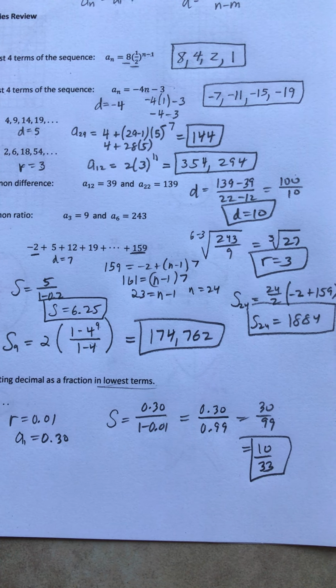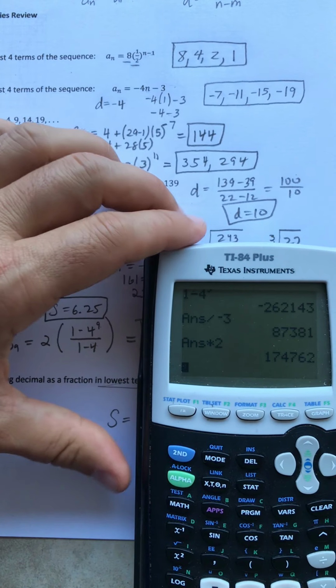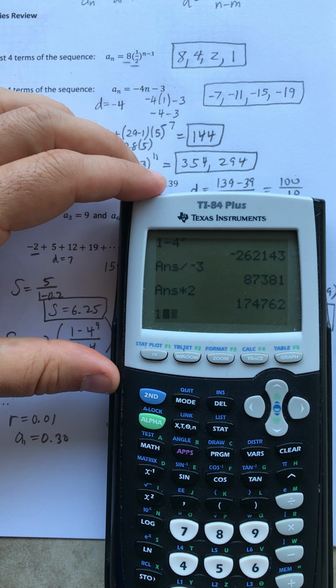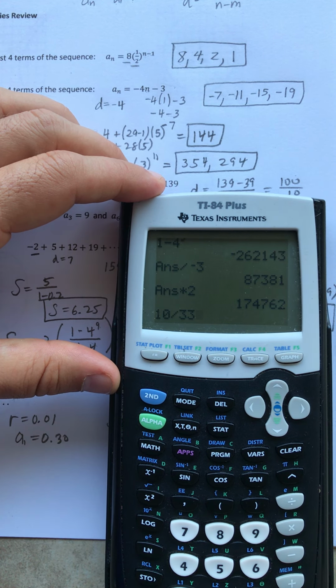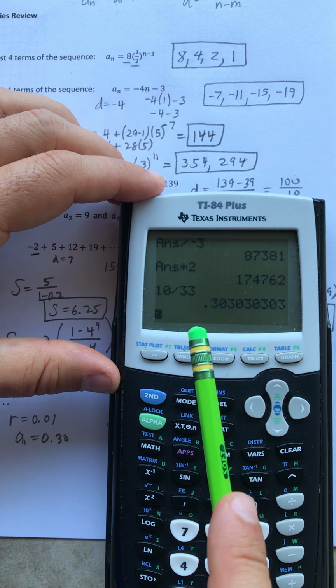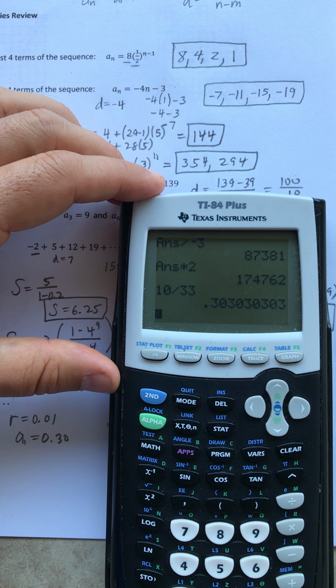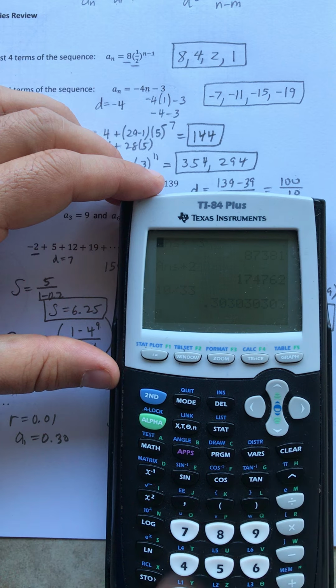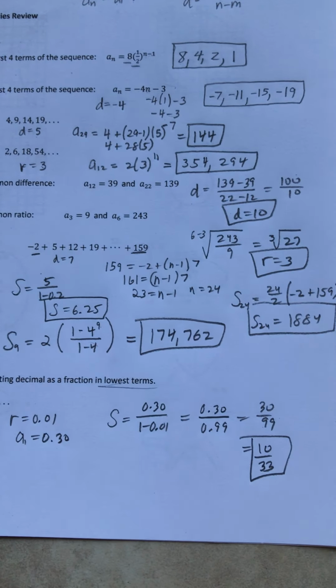10 over 33. And you can check your answer, right? Let's check our answer. If I do 10 divided by 33, 0.3030303030. So it works. All right, guys, that's the review.